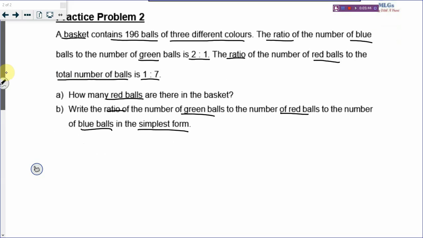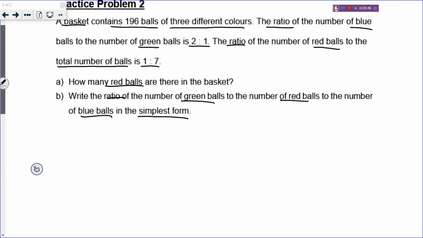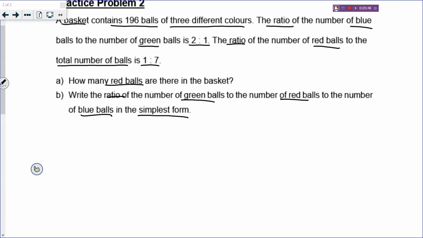Alright, now in this problem, you can use other ways of solving. You can write as ratio, means your steps are all in ratio, or you can draw a model, which is what we are going to do now. So let's look at the first sentence. And if the first sentence you can't draw, then you skip and go to the next sentence. The ratio of the blue to the green is 2 boxes and 1 box.